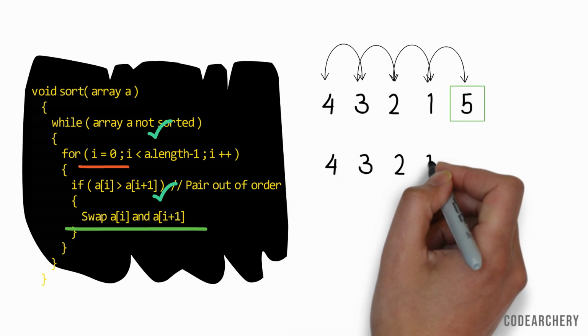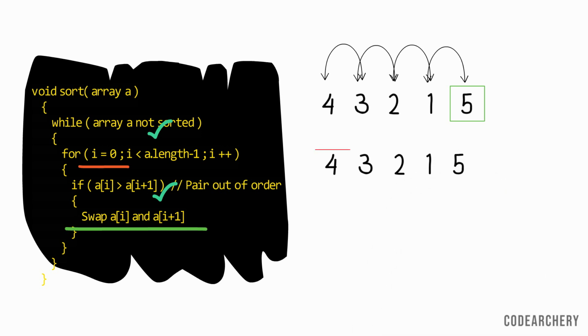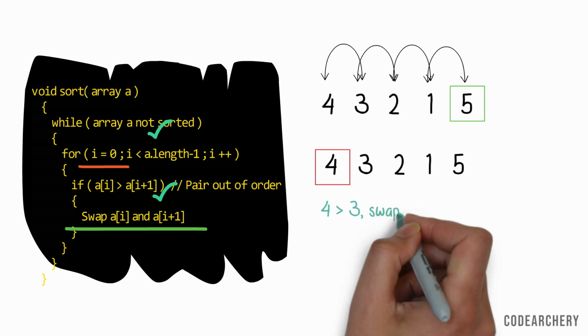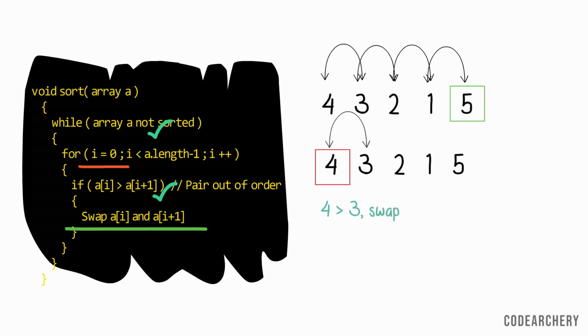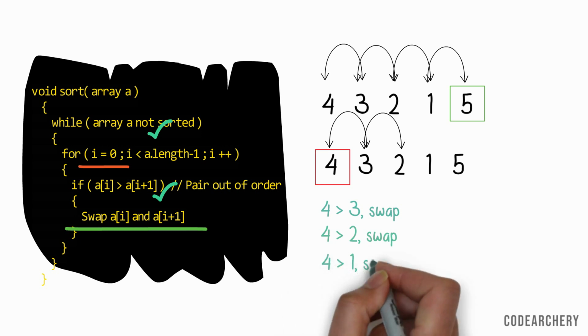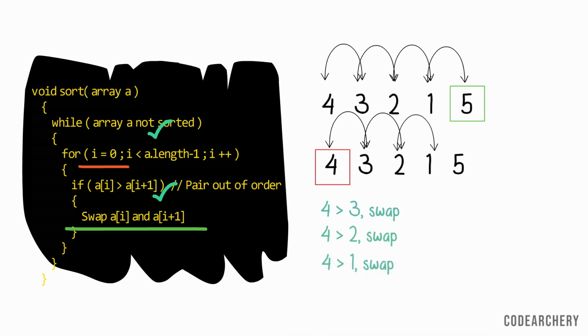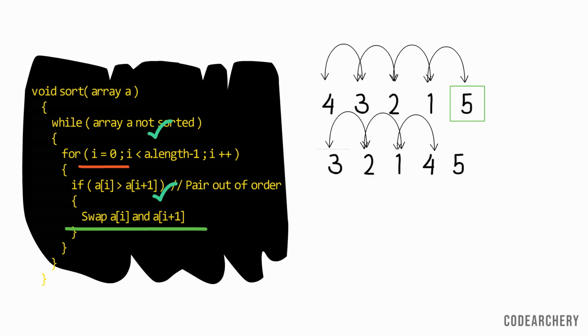Now in the second iteration, we'll again repeat the process. Since 4 is greater than 3, we'll swap. Again after swapping, 4 is greater than 2, again we'll swap. And after swapping, 4 is greater than 1, then again we'll do another swap. So our list will look like 3, 2, 1, 4, 5. Now after the second iteration, the last two elements are at their correct position.